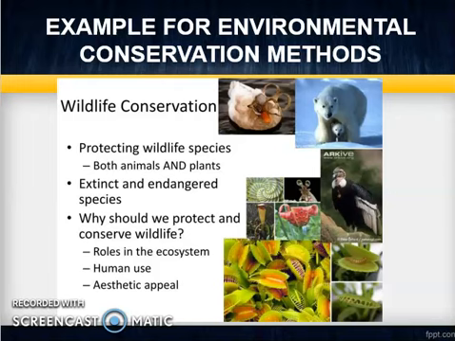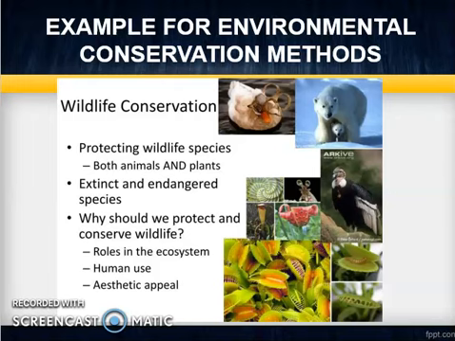I will continue my discussion about this topic, entitled Example for Environmental Conservation Method. This time, I will talk about the wildlife conservation method. This method means a process to protect wildlife species, both animal and plant.